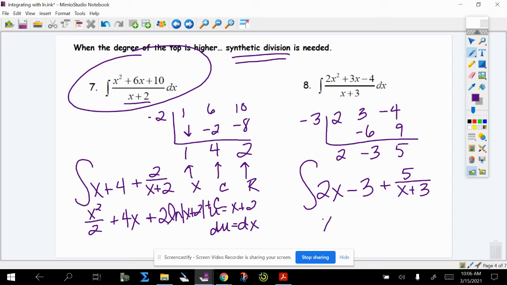Now we integrate term by term. So the integral of 2x is x squared. The integral of -3 is -3x. And then this last one has 5 as the coefficient, and then the natural log of the u, which in this case is x plus 3. This is the piece that will be that natural log piece.